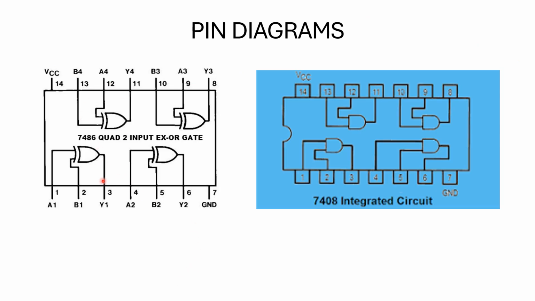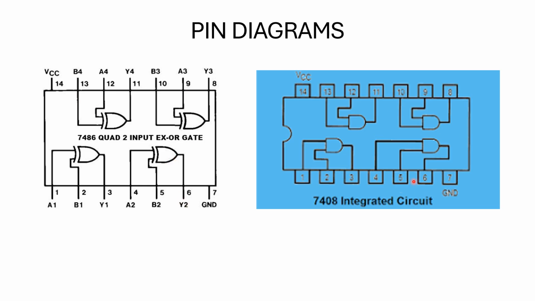Now these two are nothing but the pin diagrams. This is the pin diagram of the XOR gate, which means that pins 1, 2 can be given as inputs and 3 is taken as output. As usual for any other IC, 7 is ground and 14 is VCC. So 4, 5 can be given as input, 6 can be taken as output, right?